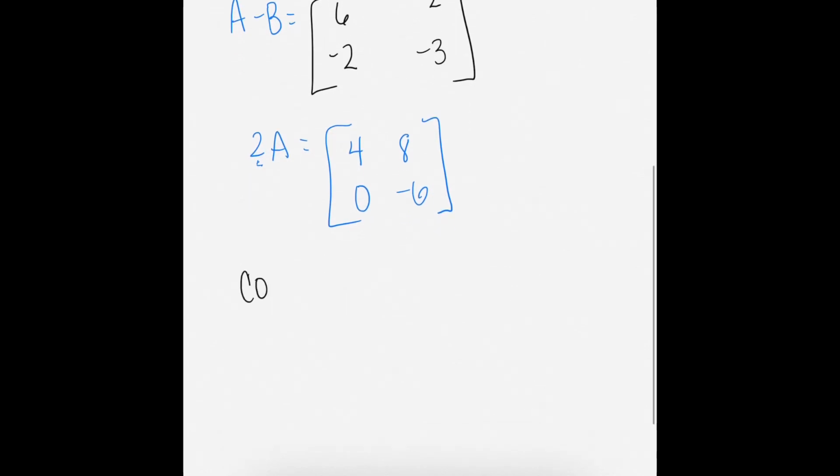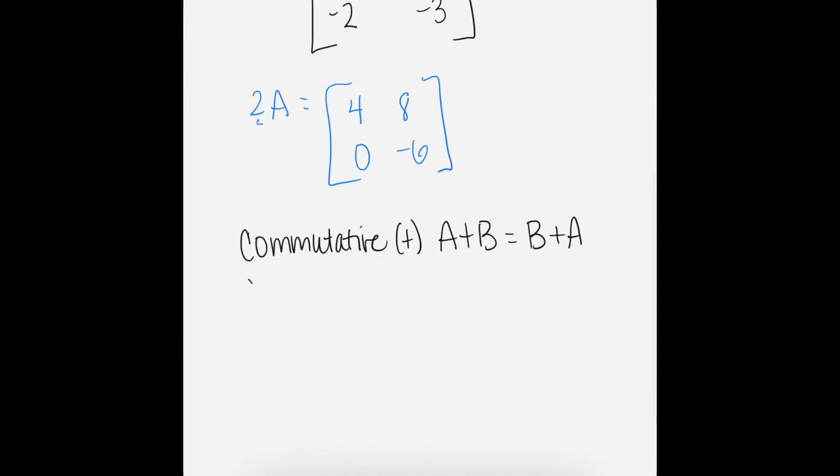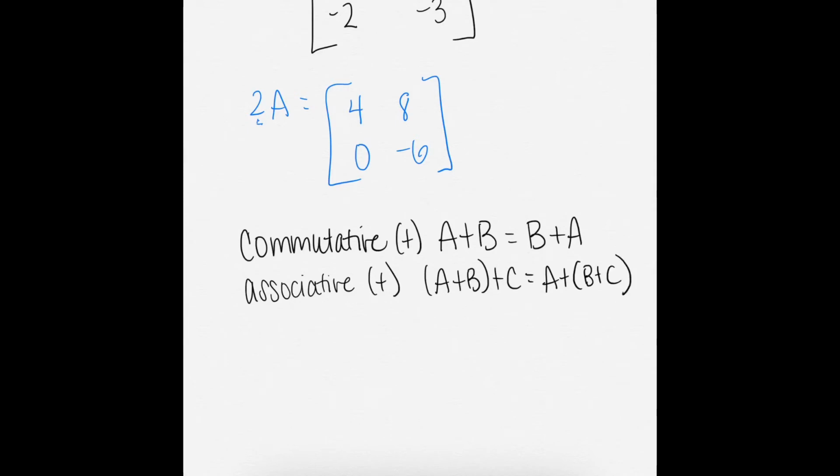So just a few properties that we would like to point out. The commutative property of addition, of matrix operations, holds true. So that means that A plus B is going to be the same as B plus A. The associative property of addition, meaning if I had the quantity A plus B plus C, is going to be the same as A plus the quantity B plus C.